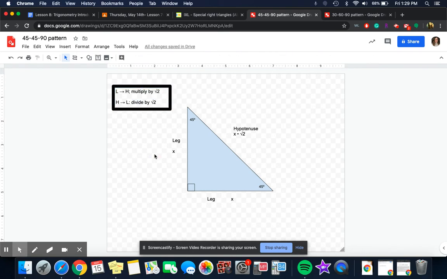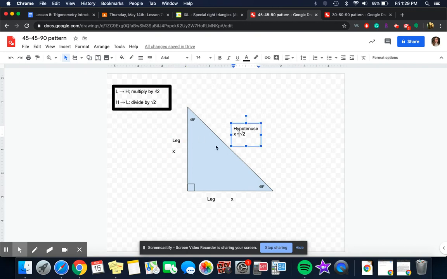That being said, the reason why when we go from leg to hypotenuse we multiply is because our leg is getting bigger. Whenever we want something to get bigger, we always multiply. When I'm reversing that relationship, for example, when I have the hypotenuse and I want a leg, the reason why I divide is because the hypotenuse is going to get smaller. The hypotenuse should always be the largest side in a right triangle. So when I'm looking for a leg, I'm always going to divide. If I have the hypotenuse and I'm looking for a leg, I will always divide.